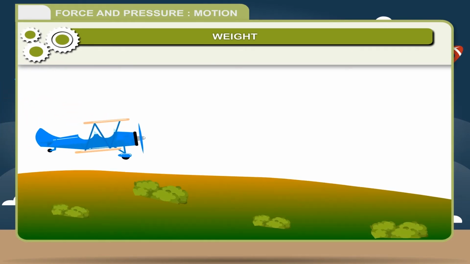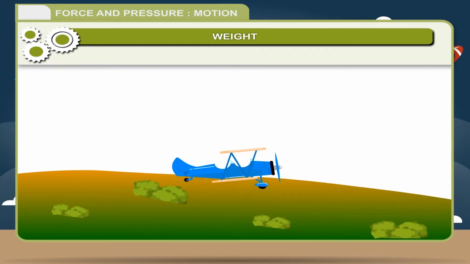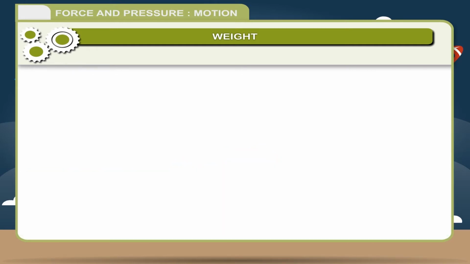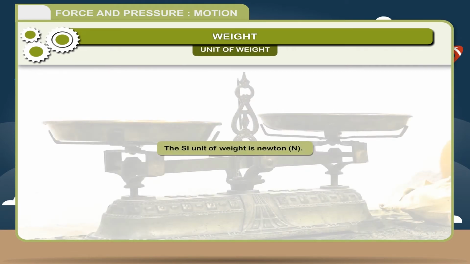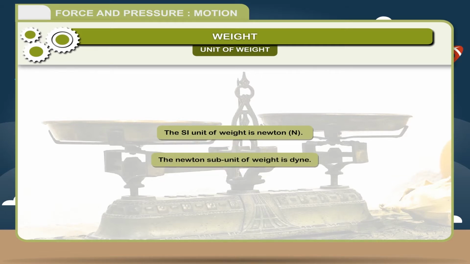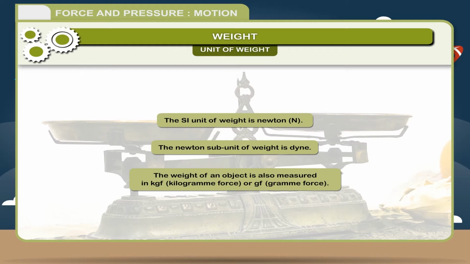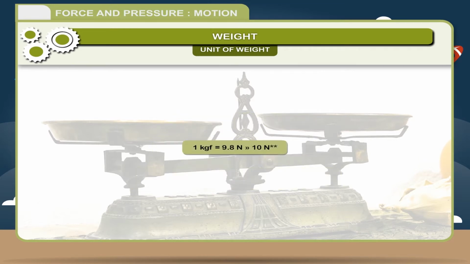Whatever be the weight of a body on the surface of the earth, its weight becomes zero when it is taken to the center of the earth. Unit of weight. The SI unit of weight is Newton, N. The subunit of weight is dyne. The weight of an object is also measured in kilogram force or gram force. 1 kilogram force is equal to 9.8 Newton, approximately 10 Newton.